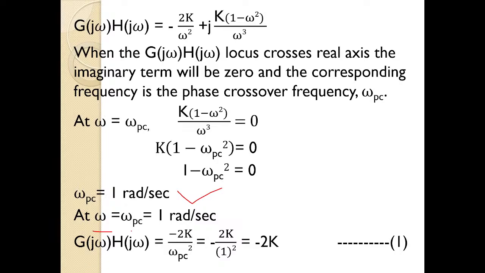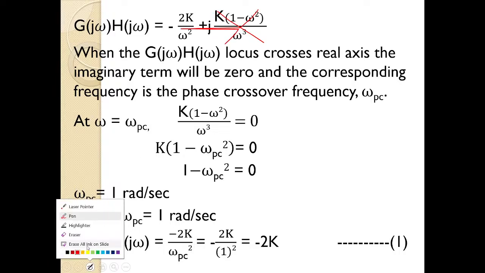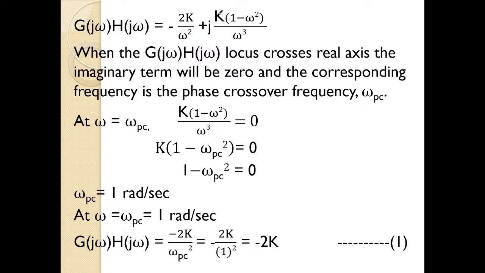So when omega equals omega pc, what about g of j omega, h of j omega? It is purely a real value. It is equal to this term. When this has become 0, what is left over? g of j omega, h of j omega is equal to minus 2k by omega square. My cursor is not listening to me. So when this term has become 0, what is left over is g of j omega, h of j omega equal to minus 2k by omega square.